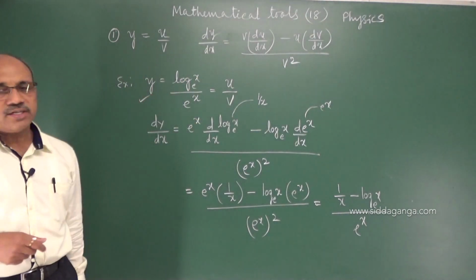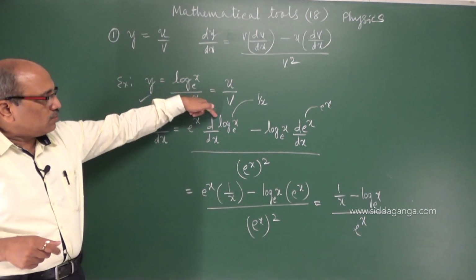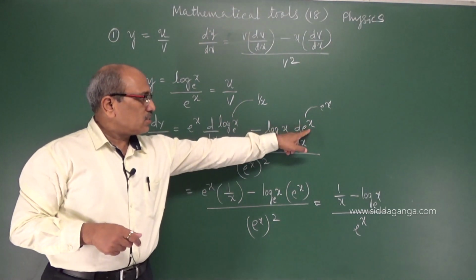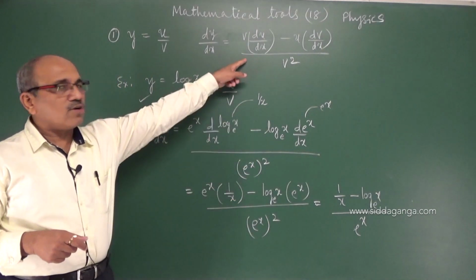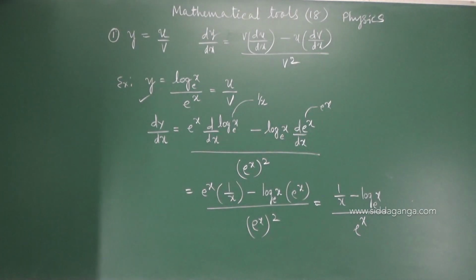This is one example taken. So the formula for u by v uses v into the differentiation of u with respect to x, and similarly u into the differentiation of e power x by dx, over v square. Let us go to another problem. Take down that one.